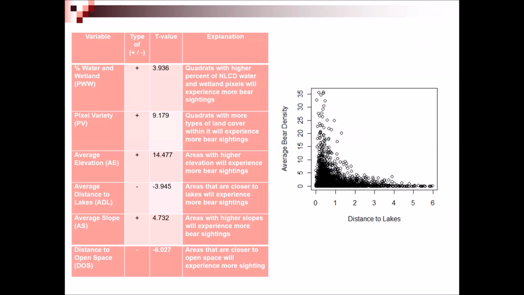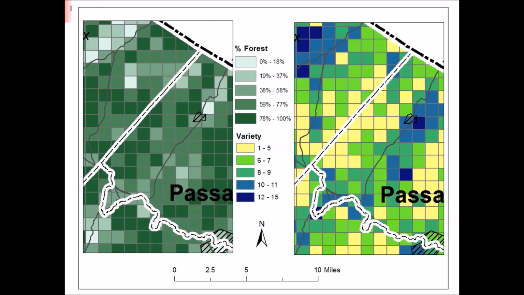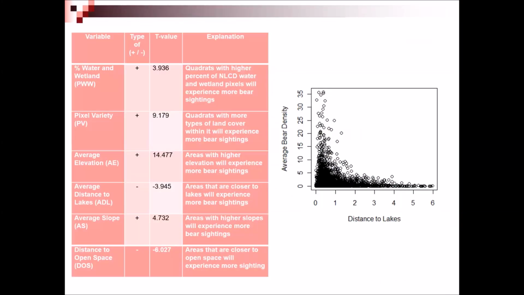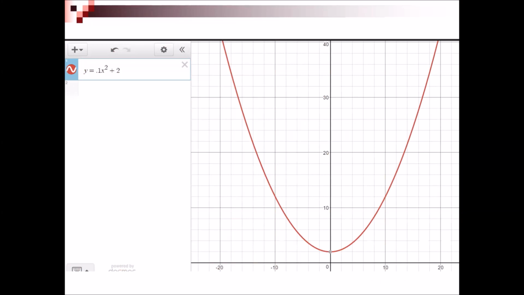Okay, quadrants with more types of land cover within it will experience more bear sightings. And so these areas right here will have more bear sightings. Why? Because it's just not forest. Chances of them running into people are higher and higher.